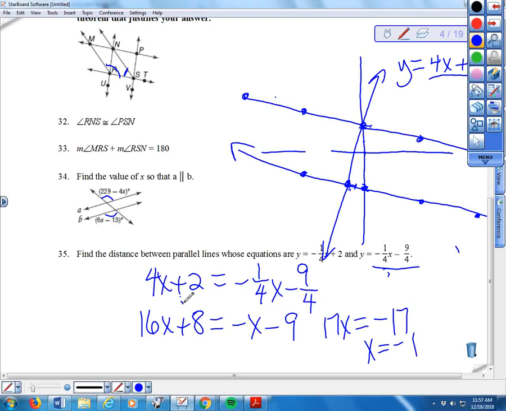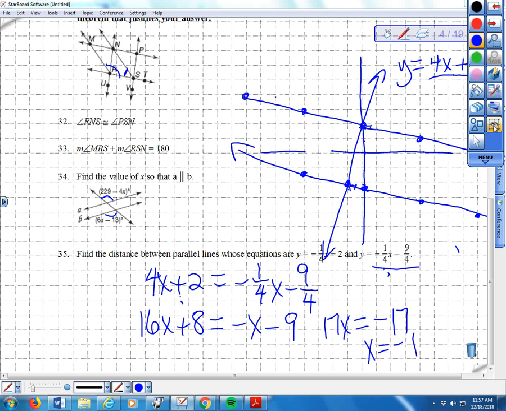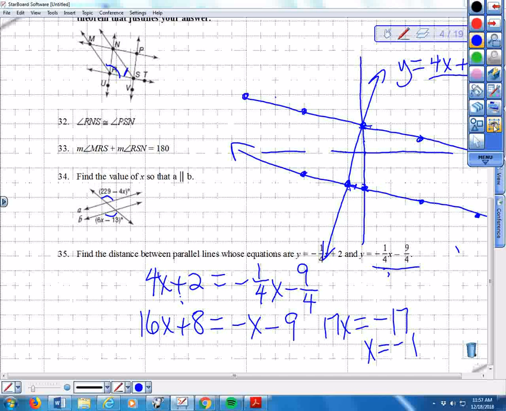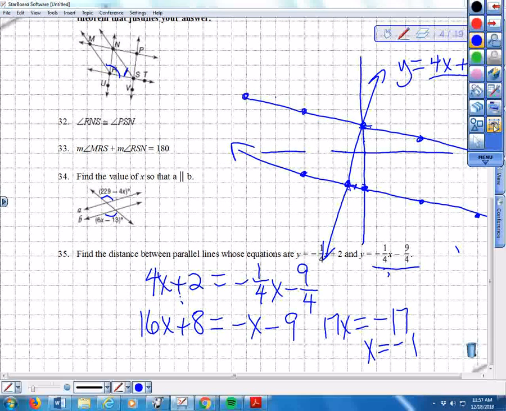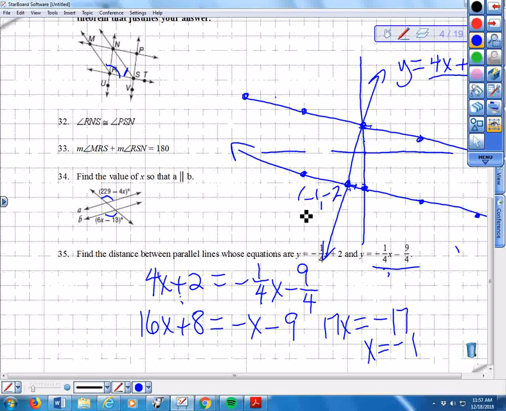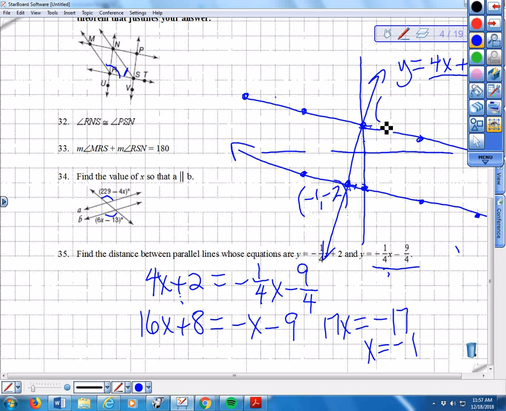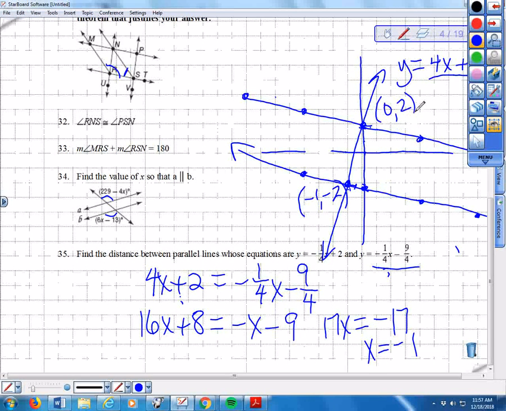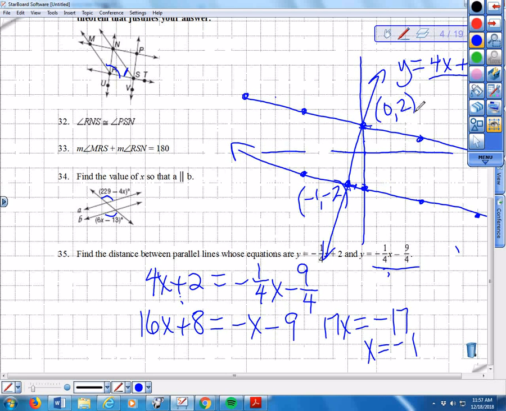So it was, in fact, negative 1, negative 2 on my graph. I just didn't trust it. But I just confirmed that the point of intersection happens to be at negative 1, negative 2. Now that I know this point, and I know this point, I use the distance formula. Okay? So you can choose either to use the distance formula or just draw that right triangle.